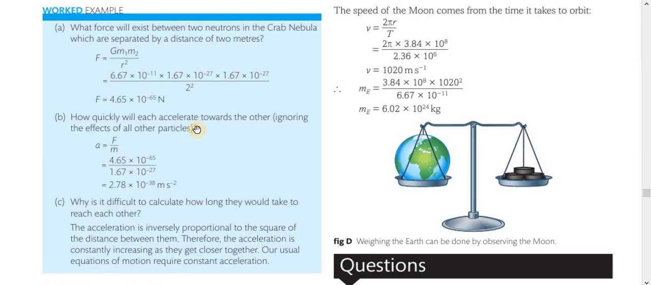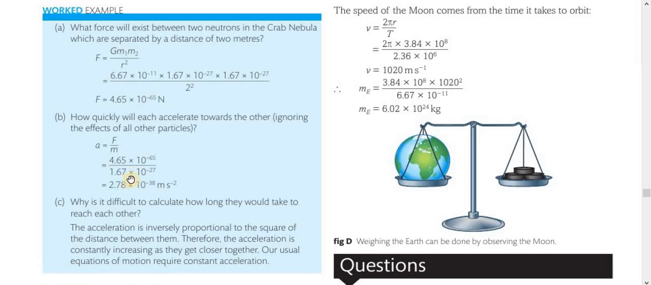Now what will happen is you have the two neutrons, they are exerting a gravitational force of attraction between each other, and what can happen is they will come towards each other because it's a gravitational force of attraction. Since it's an attraction, the two neutrons will be coming towards each other, and we are supposed to find how quickly they will come towards each other, which means we are supposed to find the acceleration of a neutron. How quickly will each accelerate towards the other?